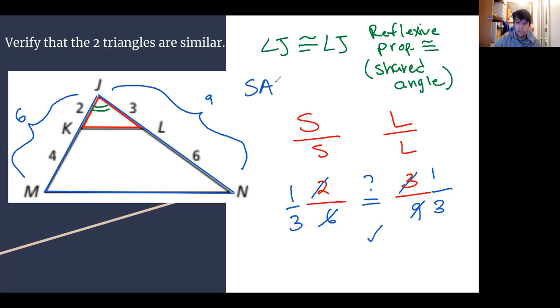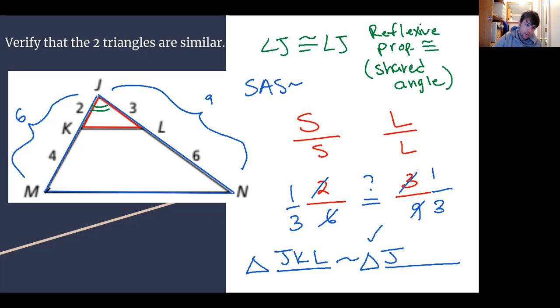SAS similarity. Let's go ahead and write a similarity statement for this one, just to make sure we're in the practice of doing that. So we'll call our first one JKL. This is the smaller triangle, JKL. So obviously J corresponds to J because that was our shared angle in these two triangles. K is going to correspond with M, and N is going to correspond with L.